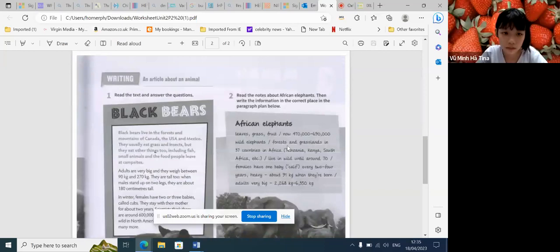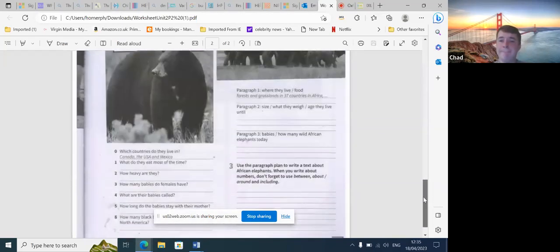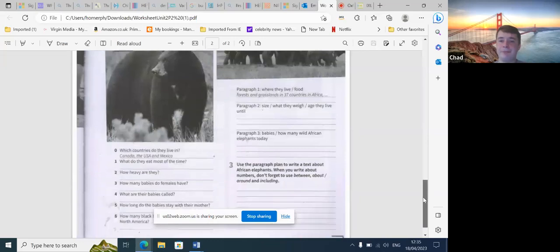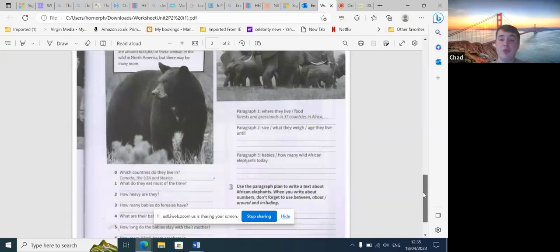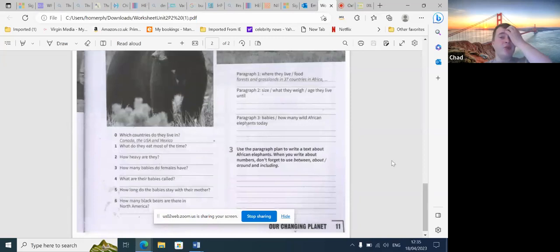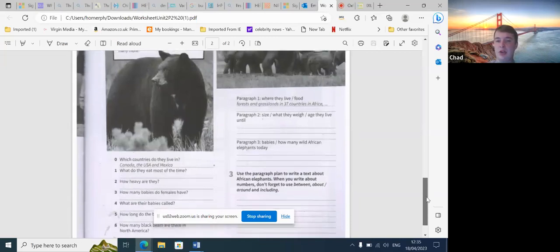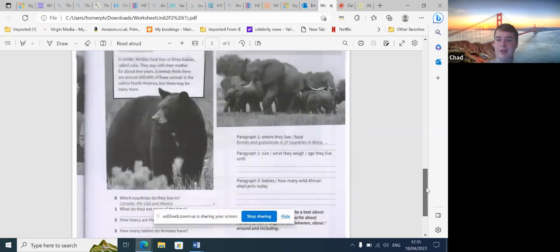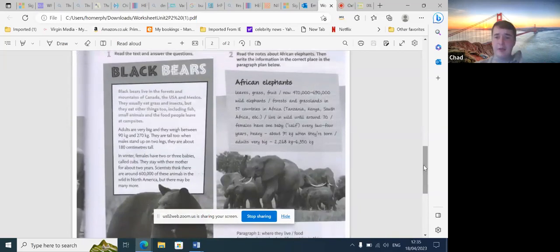Okay, Tina. Now, hopefully you understand the task here. So you're using the notes to make your own paragraph. So you've got an idea here. In paragraph 1, you could talk about where they live and the food, if you want to start the paragraph off, Tina. So do you want to have a go at it?